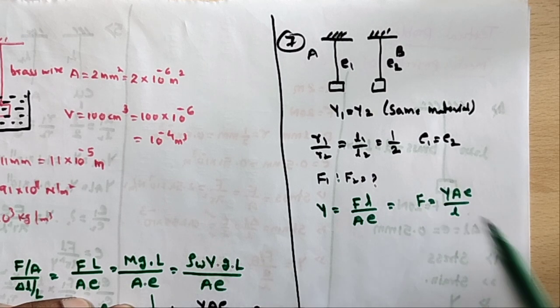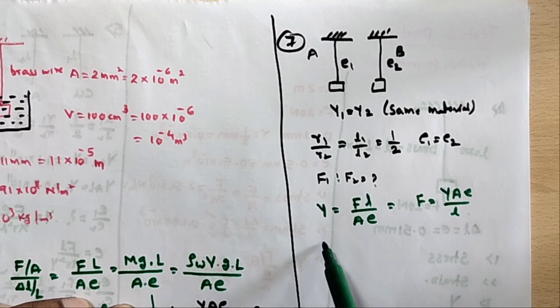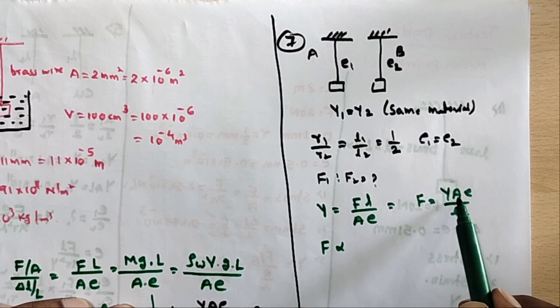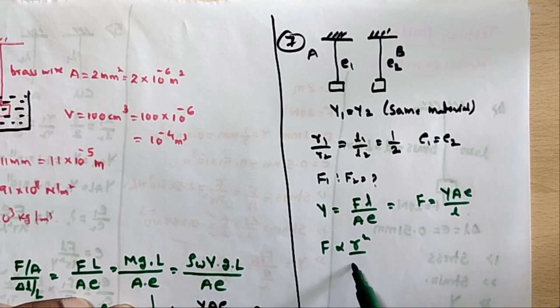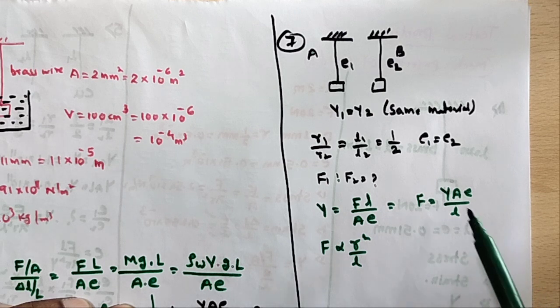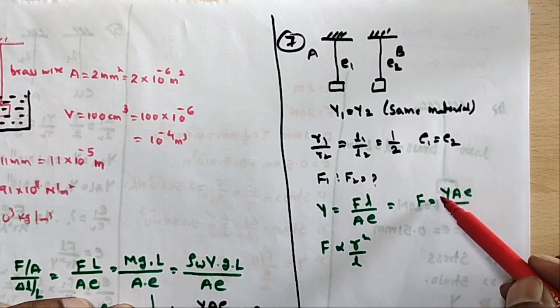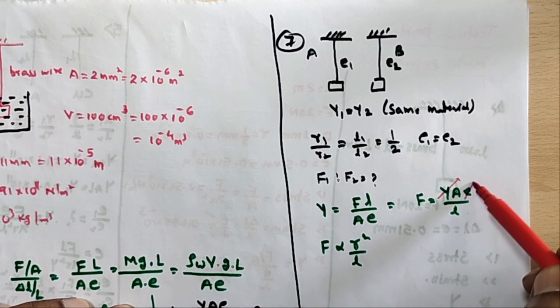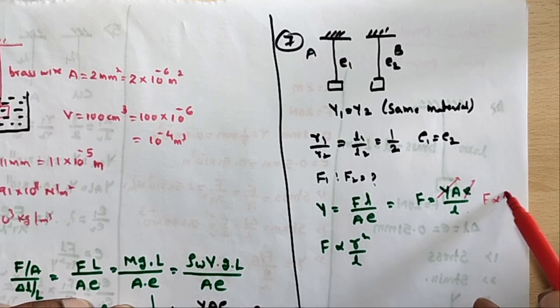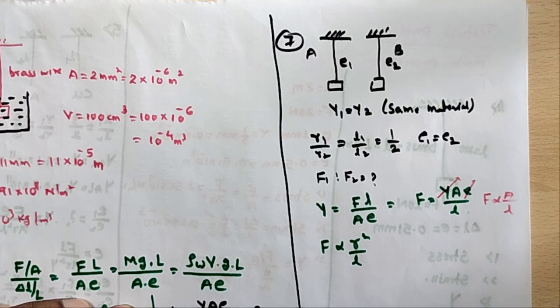Y A e by L. So F is proportional to A by L, where A means pi r square. This is the formula. In the ratio, you take only the terms which are given. Y is equal and e also equal, so equal terms will be cancelled. Please remember this. So F is proportional to A by L, A is equal to pi r square, so I am taking directly F is proportional to r square by L.